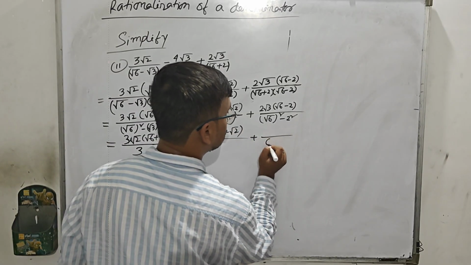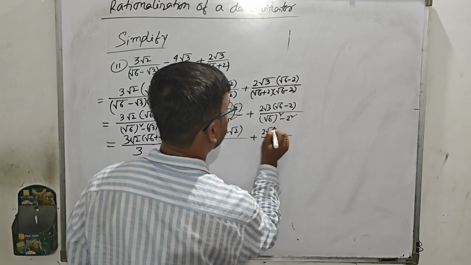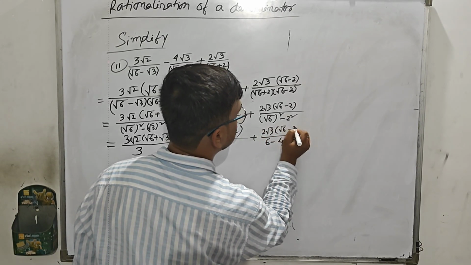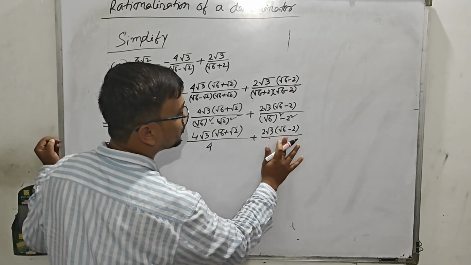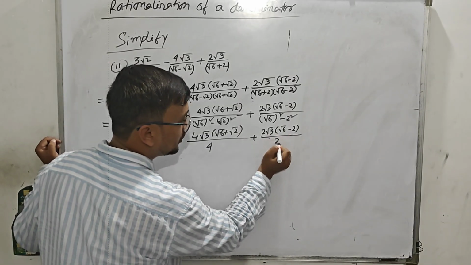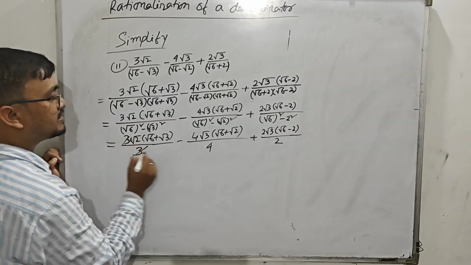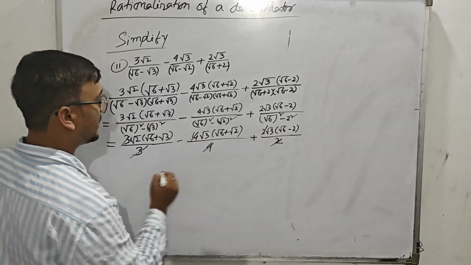Then this is 6 minus 4. I have 2 root 3, root 6 minus 2. So this is root 6 minus 2. The root 6 minus 4, how much? It will be 2. So 3 cancels, 4 cancels, 2 cancels.